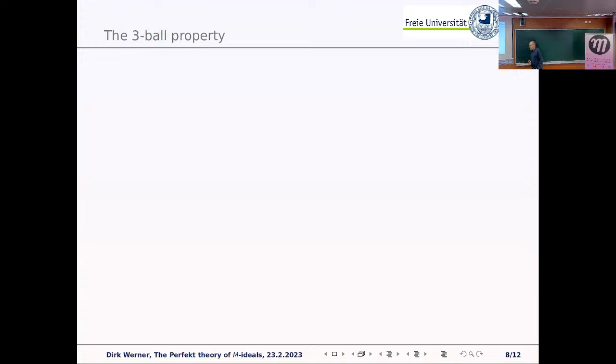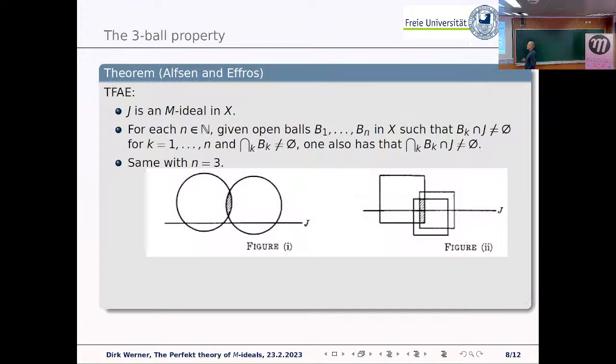So the first part of the Alfsen–Effros paper then provided an alternative that does not mention the dual space. This is the so-called three-ball property that I will show next. The main result of the first part of their paper is: a subspace is an M-ideal if and only if for each n something happens, if and only if for three balls something happens, and they have these figures that I will now walk you through.